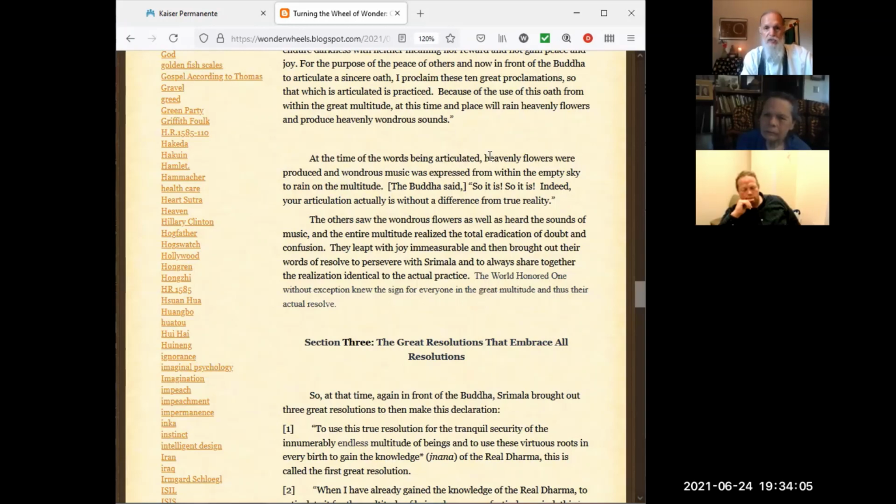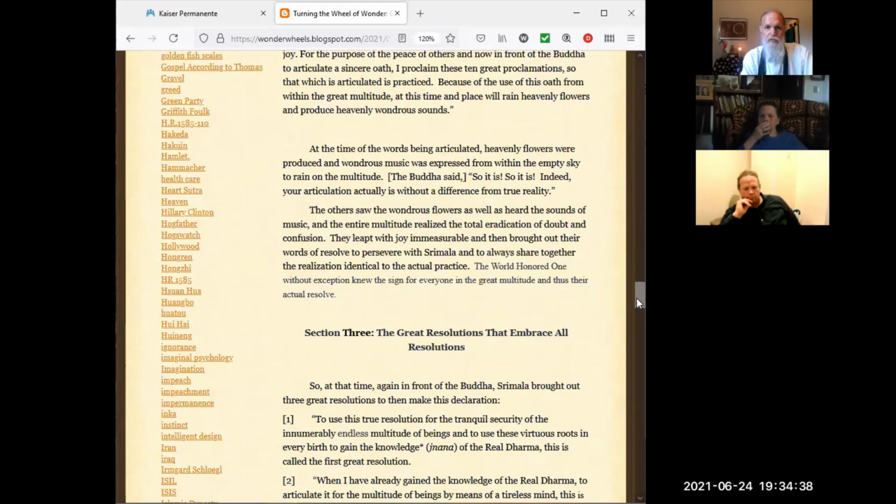The heavenly flowers, to me, are like each pixel of color that we perceive is a heavenly flower. And each, I don't know, what's the equivalent in music? Note. Each note of sound that we perceive is the wondrous music of the Dharma. And so that to me is how intense and vast that fun little phrase is, heavenly flowers were produced and wondrous music was expressed.